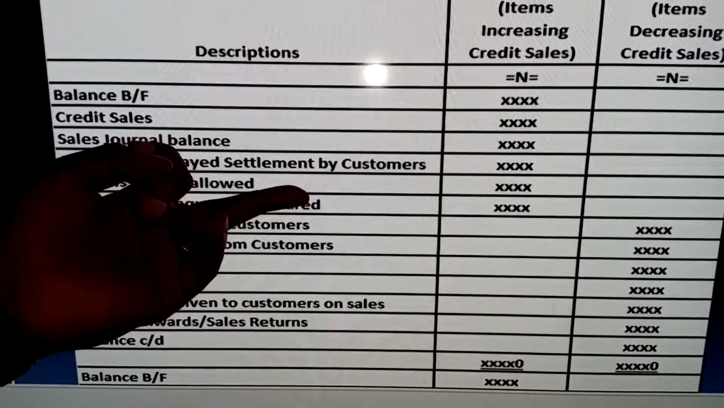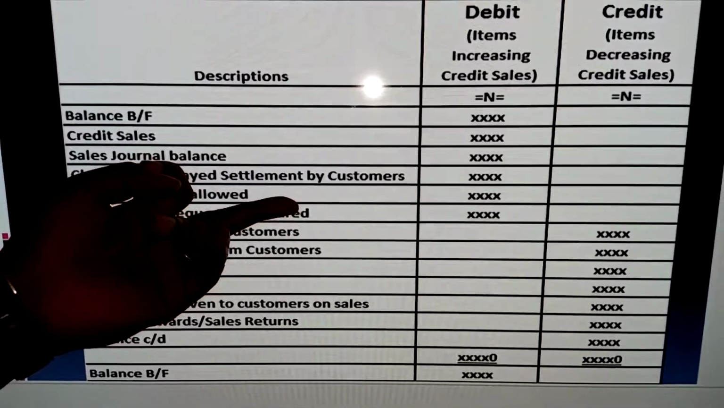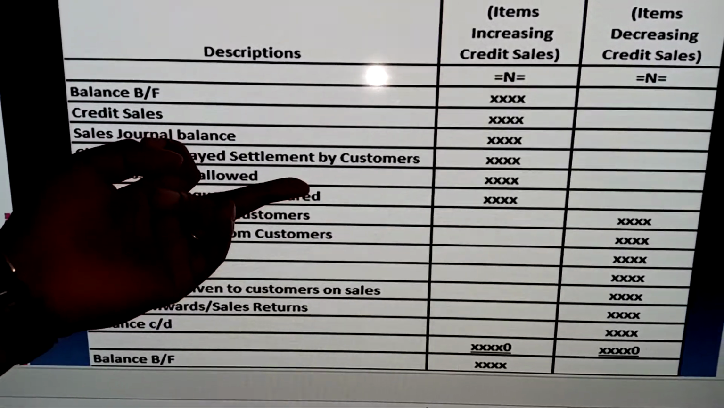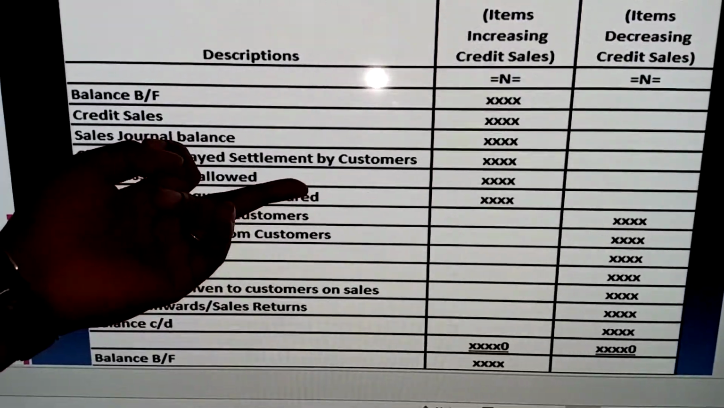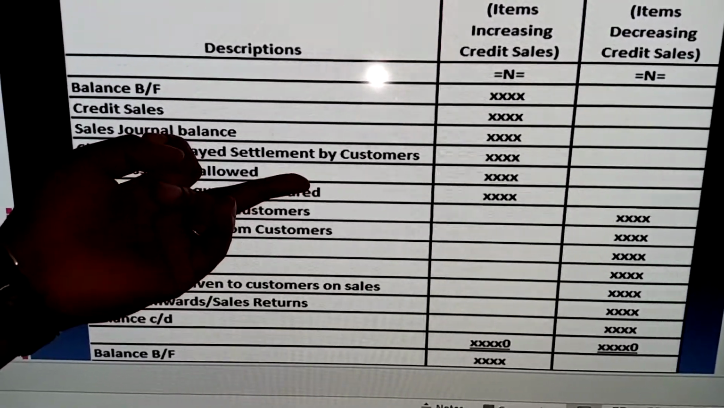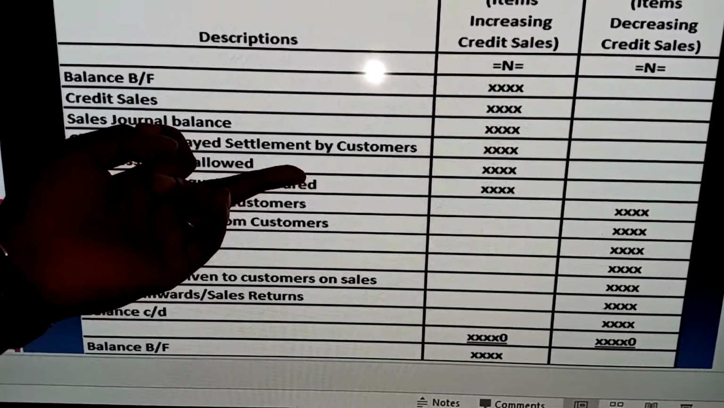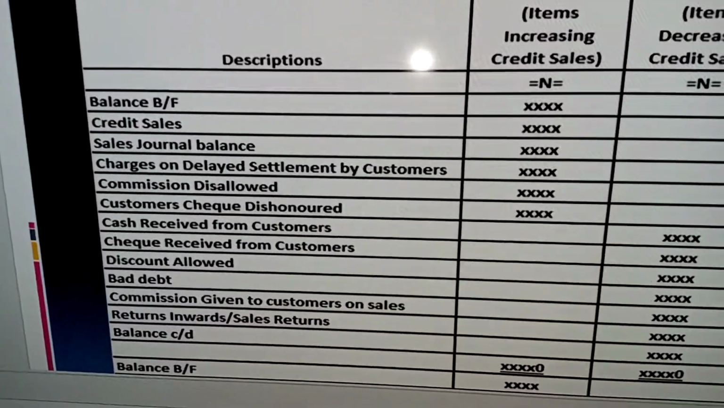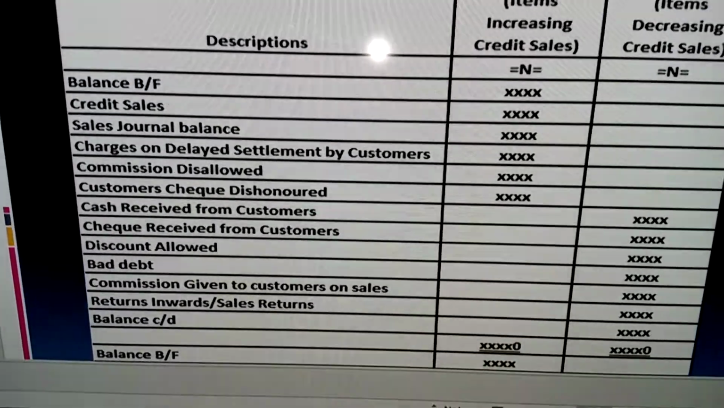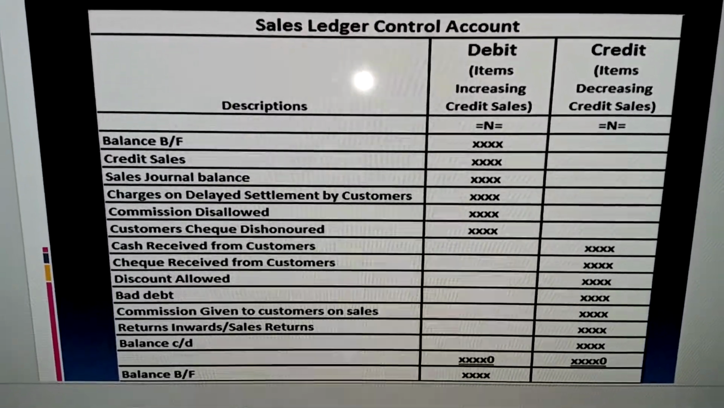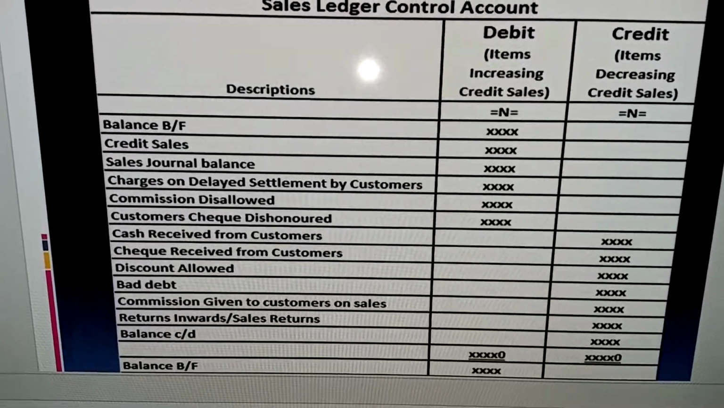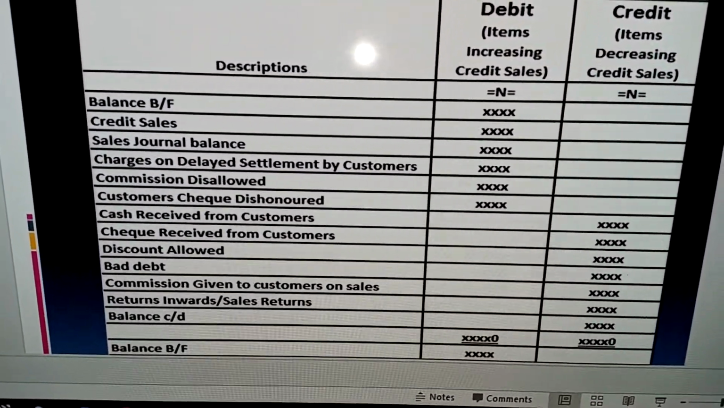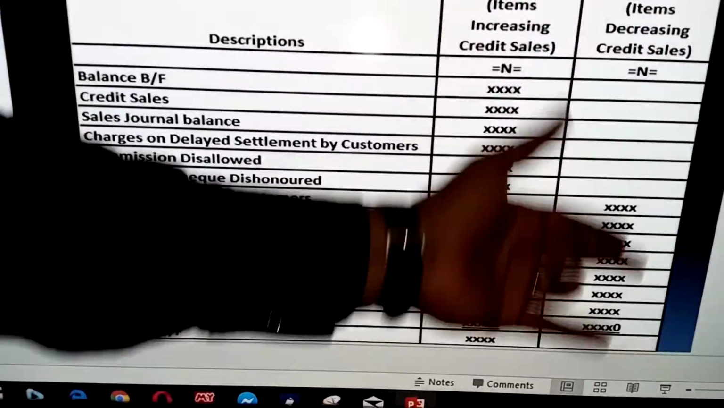If the customer was owing you 1 million and gave you a check of 500,000, technically, if you have cashed the check from the bank, what the customer is owing you would have reduced to 500,000. But if by the time you went to the bank the bank returned the check, it means that the value goes back to 1 million. That's why you have it in the debit side. So technically, any item that is interpreted to increase what the debtors are owing the business is debited to the sales ledger control account. And now whatever decreases it is credited.